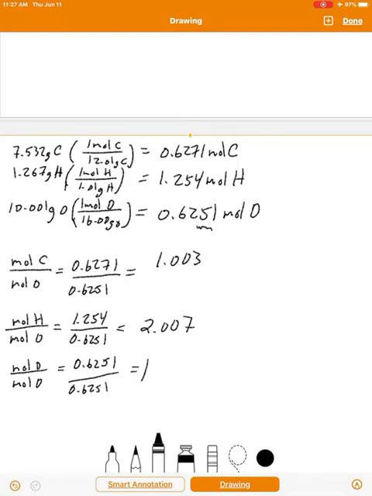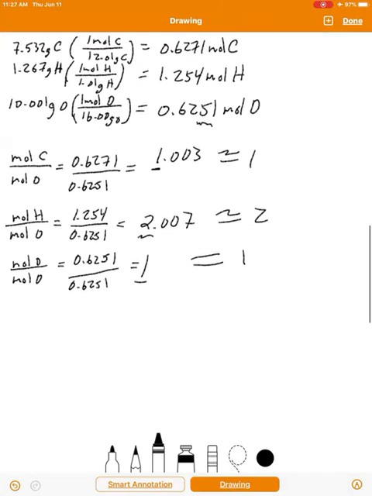Okay, so now here's where you're at. You just essentially round them to whole numbers. We know that the empirical formula should have whole numbers. So we would round this to a 1. We would round this to a 2. And we would round this to a 1. And then the empirical formula, you just take these numbers and make them the subscripts. So C, remember with chemical formulas, if it's a 1, we don't write anything. H2, and then again it's a 1, so we don't write anything. And that would be our empirical formula.